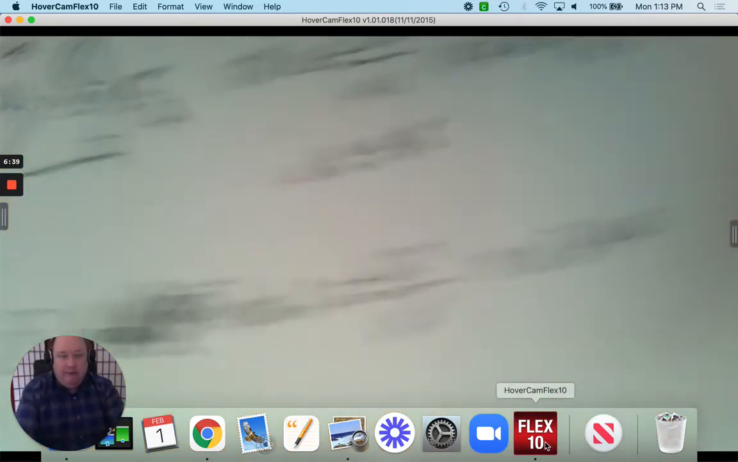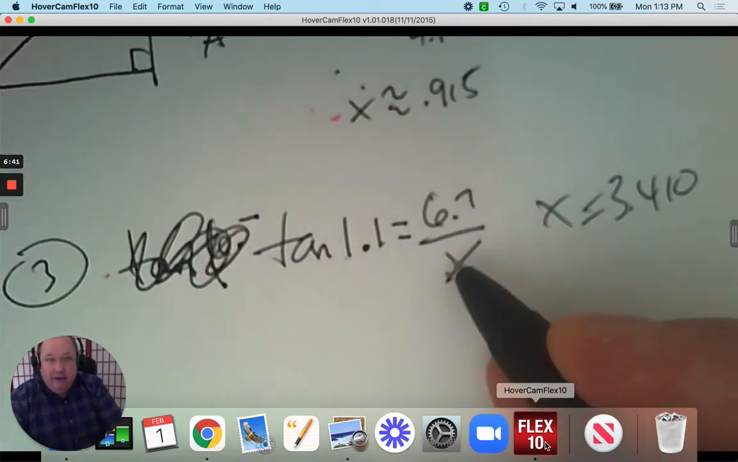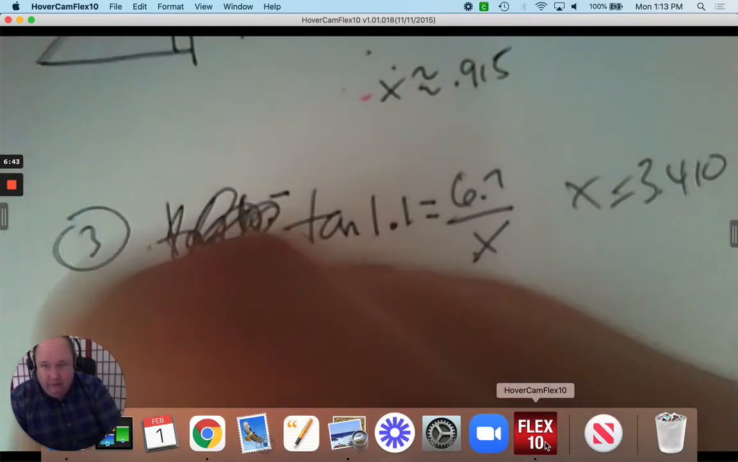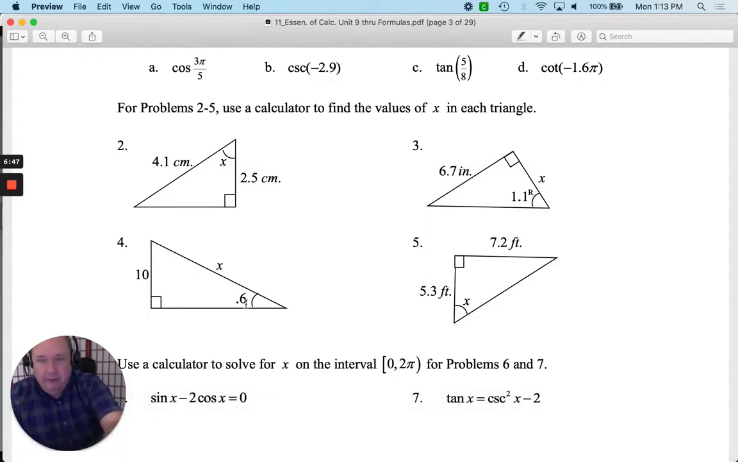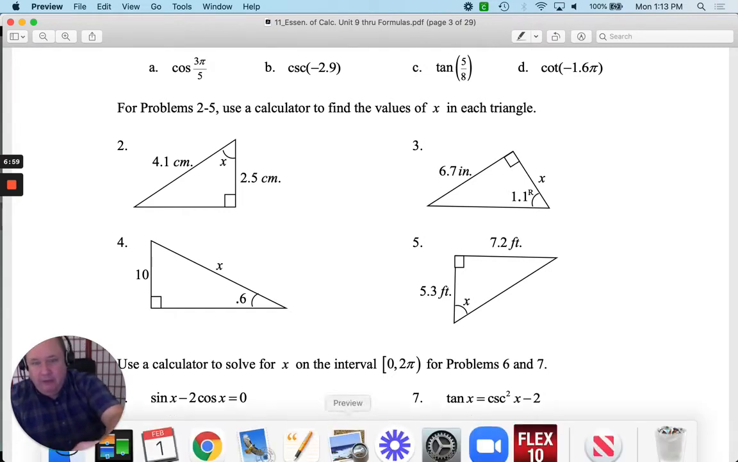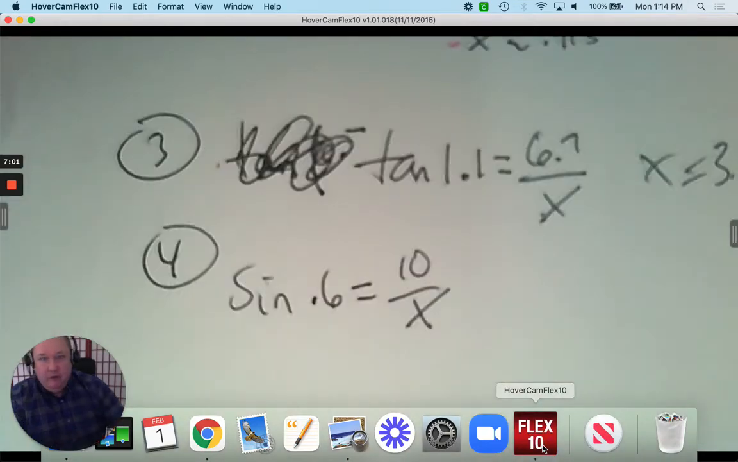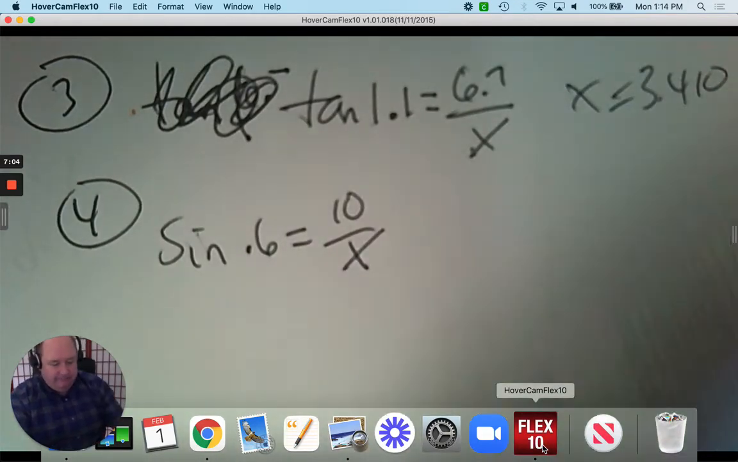So it's important even on an AP exam that we set it up, and then you can use your calculator to solve it. Number 4, what would the setup be here? So the angle, opposite, and hypotenuse. So that'd be sine. So sine 0.6 is equal to 10 over x. Opposite over hypotenuse. Use your calculator to solve that equation.